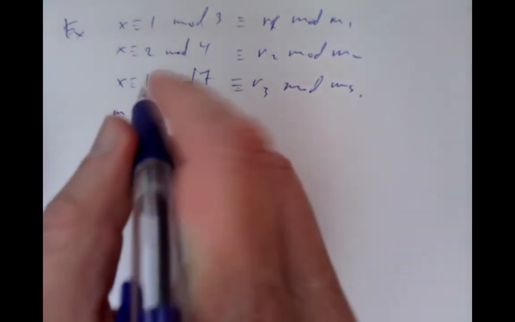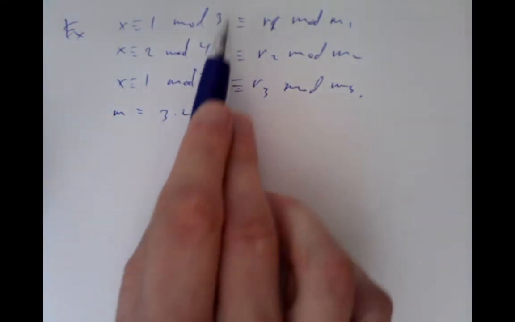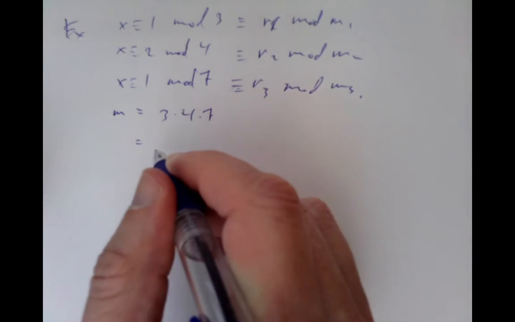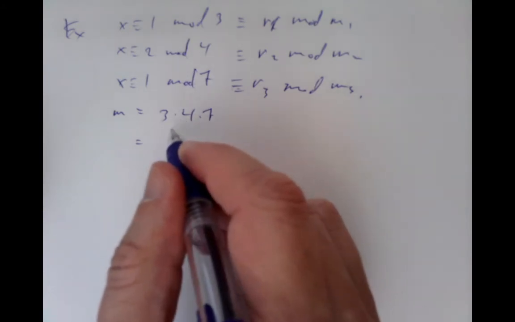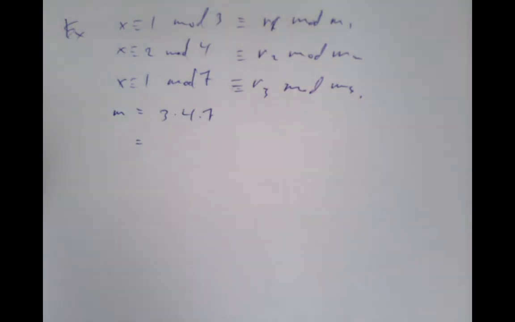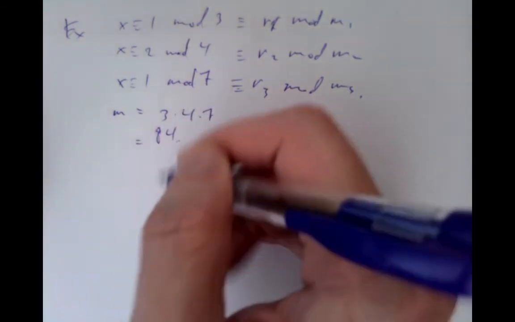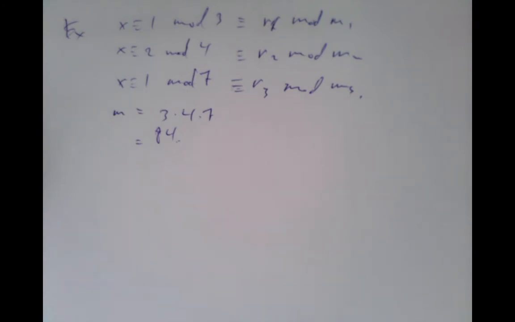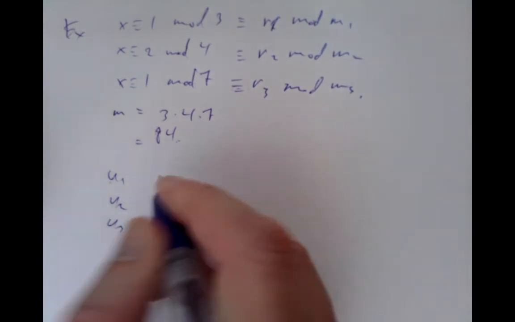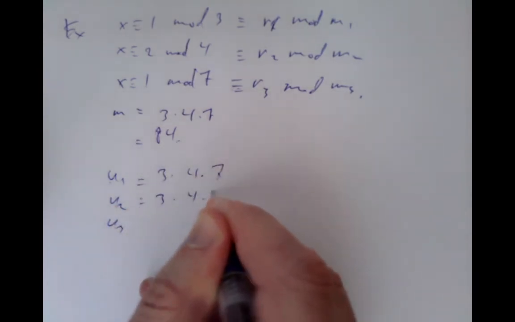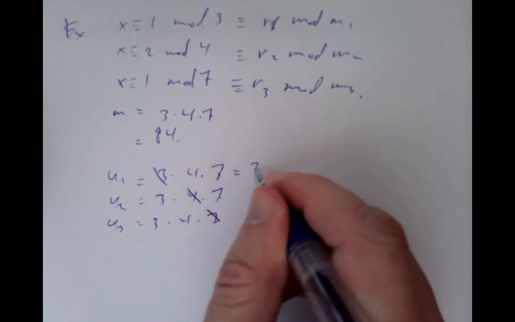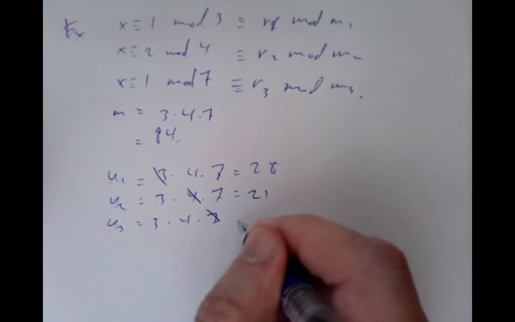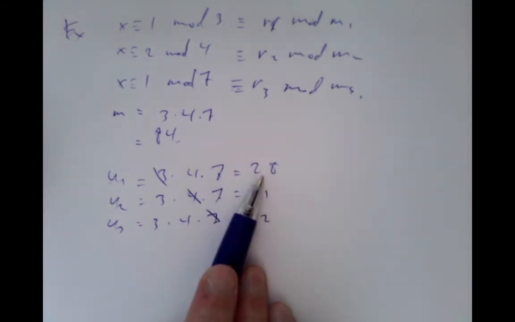And so we let m be the product, 3 times 4 times 7, the product of all the little m1, m2, m3, the product is called little m, which is 3 times 4 is 12, and times 7 is 84. So then we have to work out what are the various u's. So u1, u2, u3 are 3, 4, 7; cross out the 3, cross out the 4, cross out the 7. And so we get 28, 21 and 12. These are integers, by the way, these aren't remainders. Okay, so those are the actual integer values for the u's.